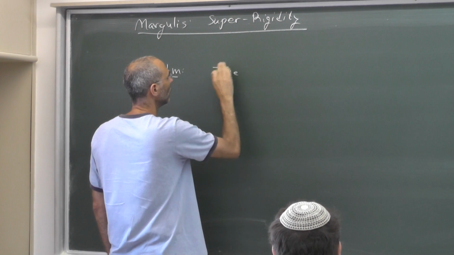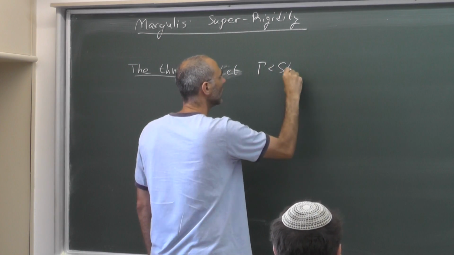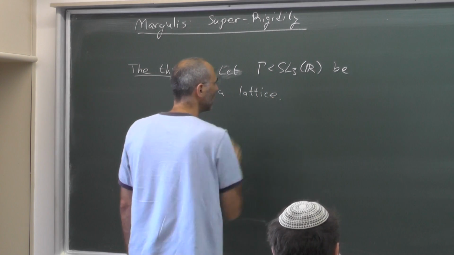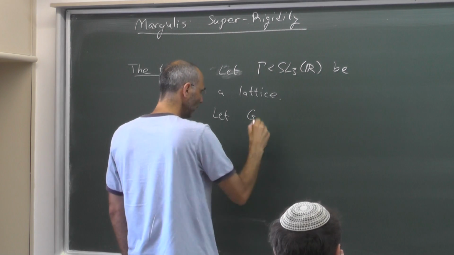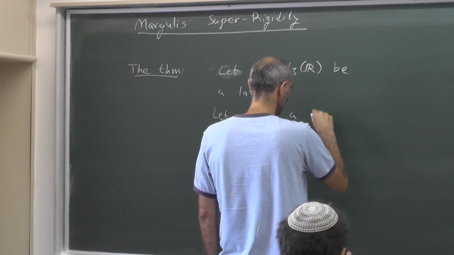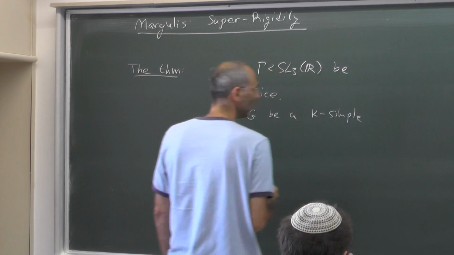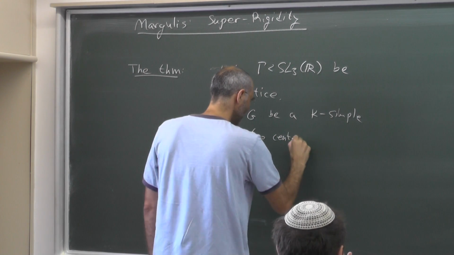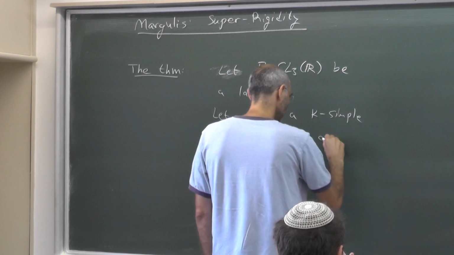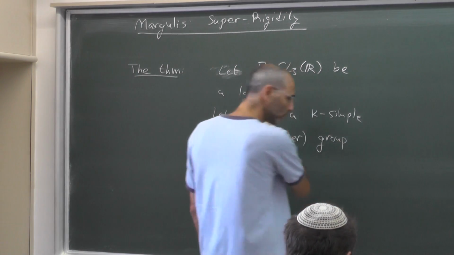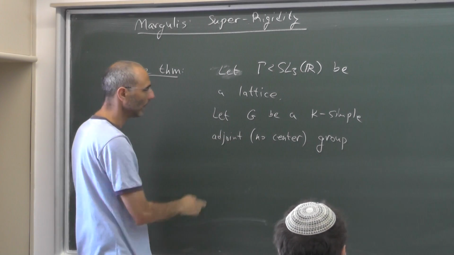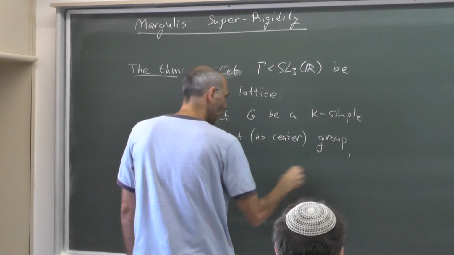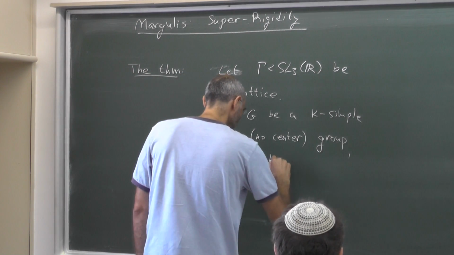Take gamma in SL_n(R) to be a lattice. Let G be a K-simple adjoint group. Adjoint means no center. So it's an algebraic group, which is semi-simple, in fact simple. This means that it's simple as an absolute group, if it's simple as adjoint, where K is a complete field with an absolute value.